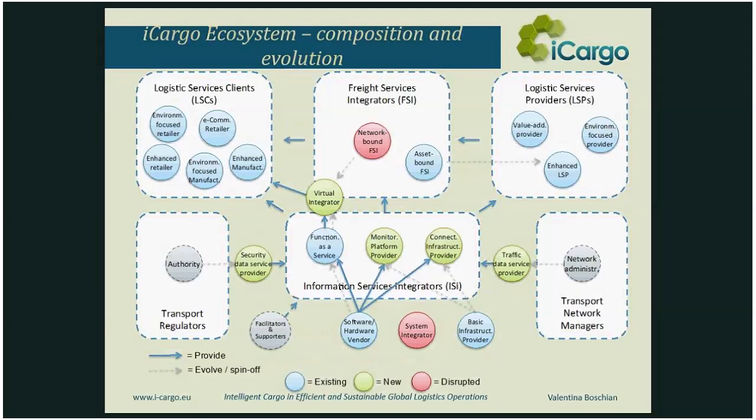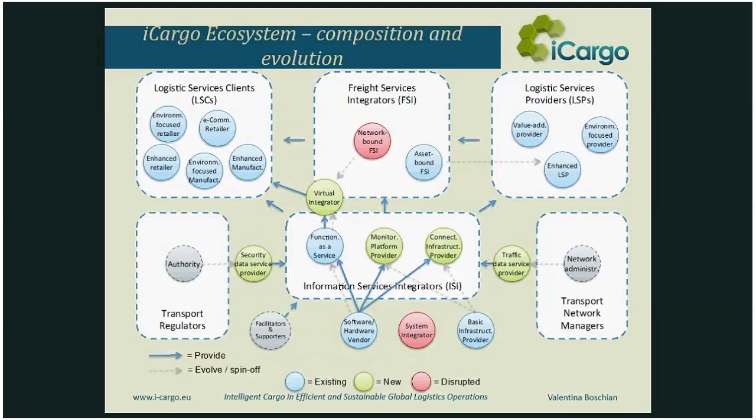In this slide, we can see the complete iCargo business ecosystem represented in its mature stage. We can see that the six roles of the iCargo reference value chain are represented. They are represented by rounded rectangles. For each role, we have identified the corresponding reference business model. These business models are represented by circles of different colors, corresponding to different types of evolution of the iCargo ecosystem.